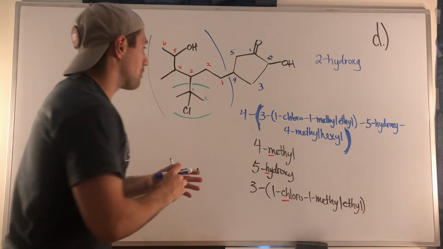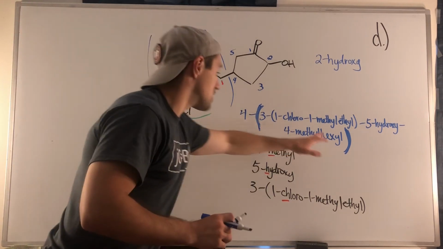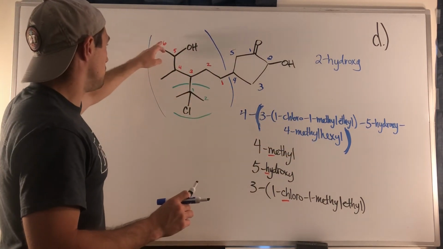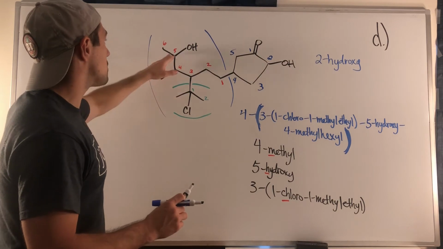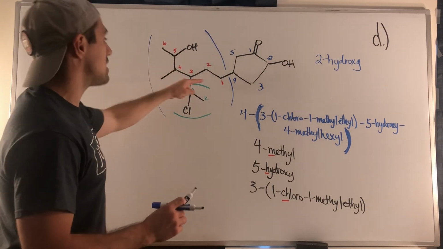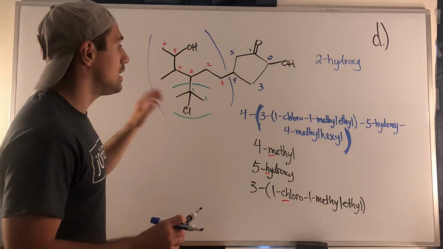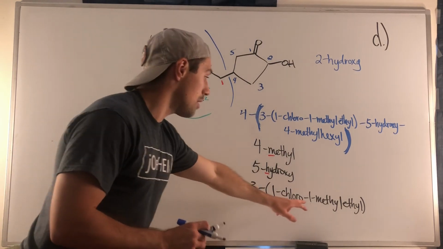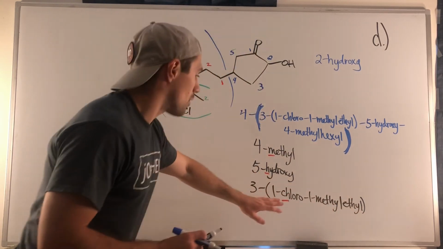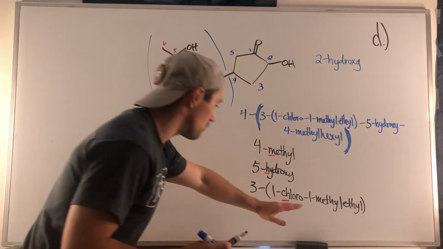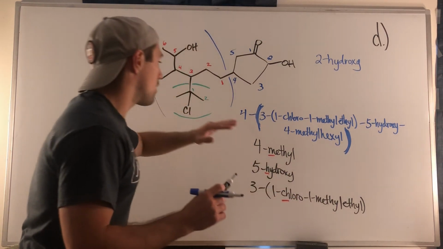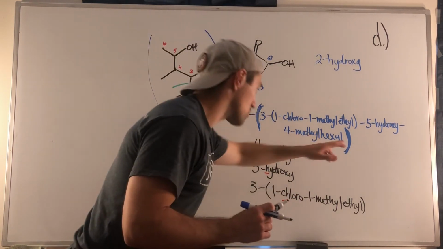So just to recap, we have 6 carbons in this substituent. We very easily named the hydroxy and the methyl, but we had to name this in parentheses right here, and that ended up being 1-chloro, 1-methyl ethyl. So to alphabetize, this came first, then this second, then this third, and then we tacked on the hexyl.